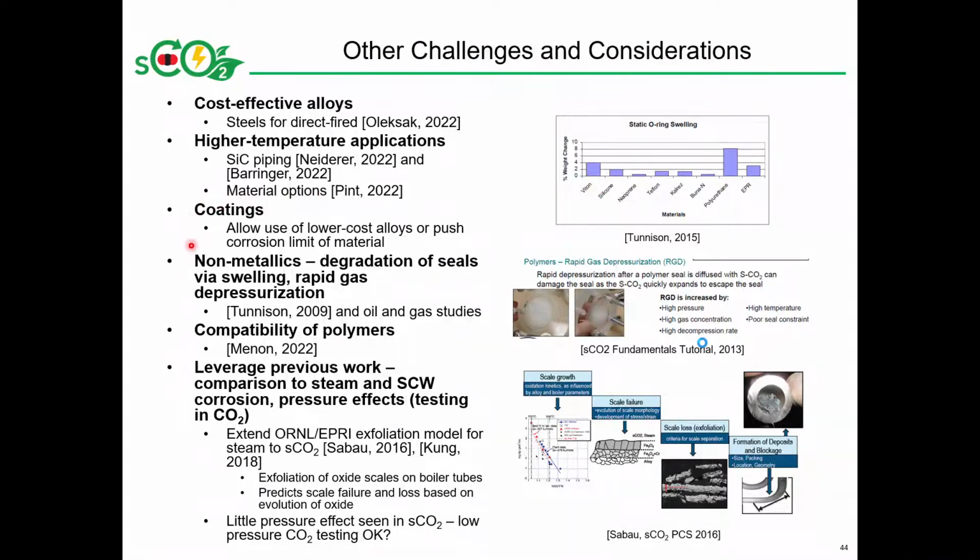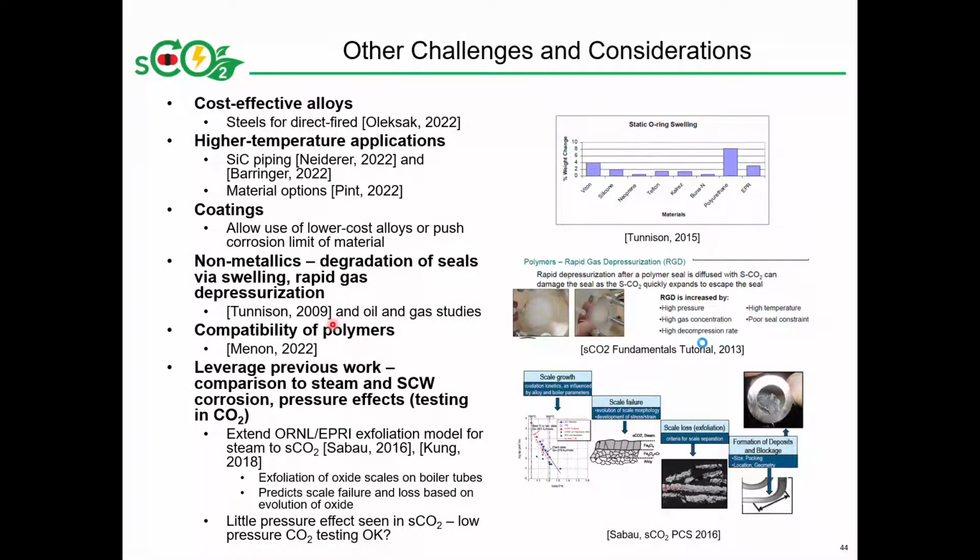People can perhaps look at coatings to allow the use of lower cost alloys with a coating on them, in other words, to help push the corrosion limit of the material back up to where the structural limit was. Non-metallics are important, especially for seals and valves and that sort of thing. So what happens when those seal materials or polymers come in contact with sCO2, and what's the compatibility like there? I think there's room for a fair bit of work to be done there.